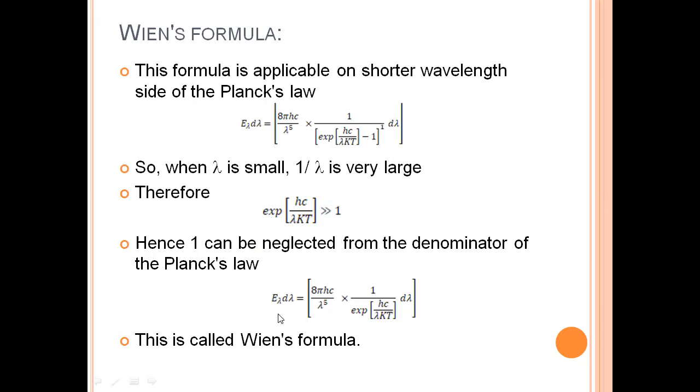Hence, we are left with E lambda d lambda is equal to 8 pi hc by lambda power 5 into 1 by exponential hc by lambda kT d lambda, which is nothing but Wien's formula.